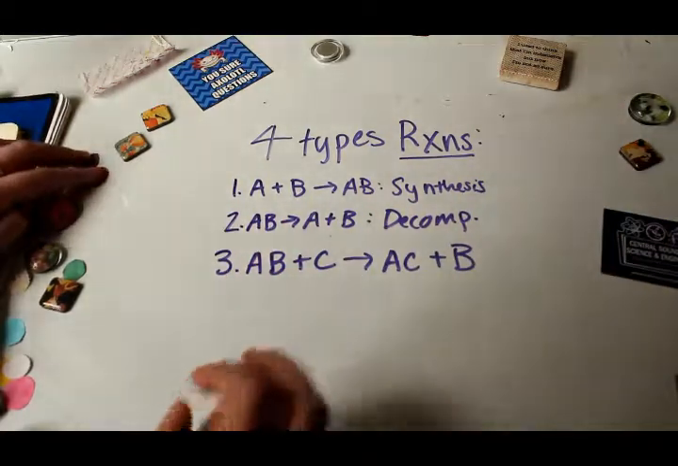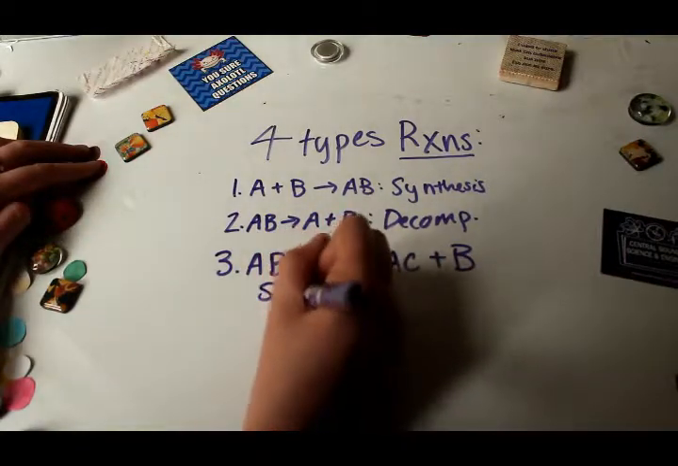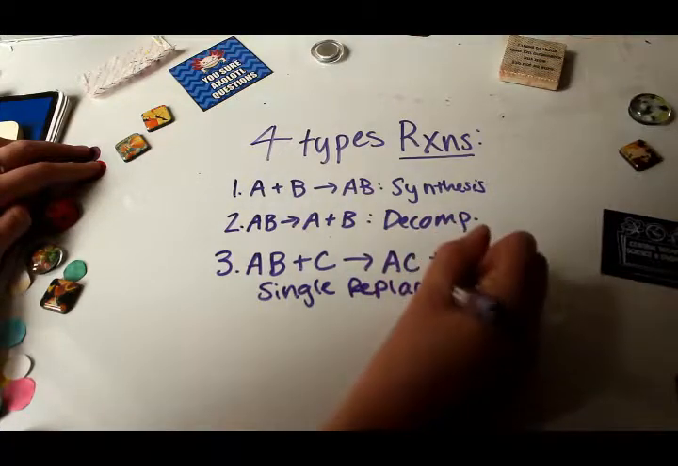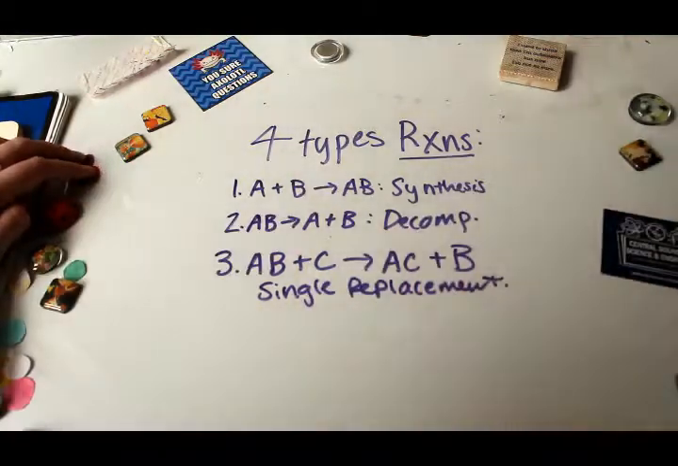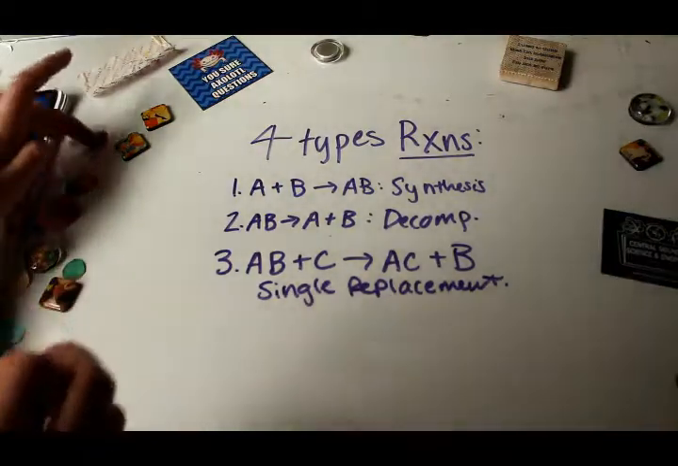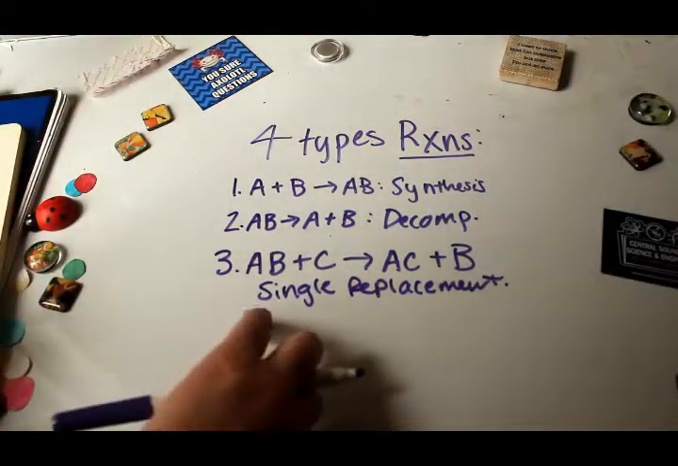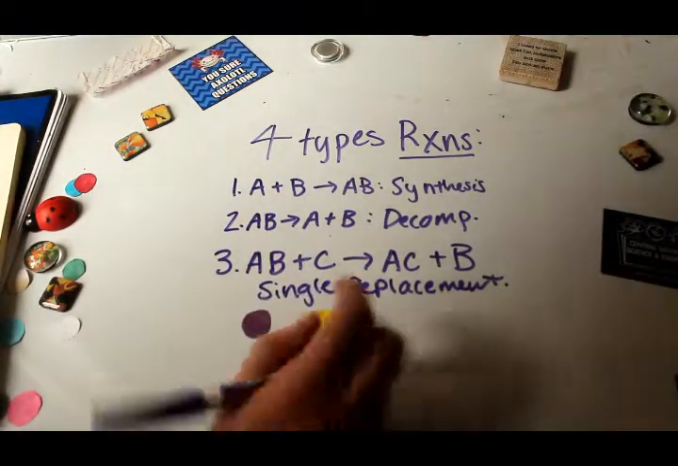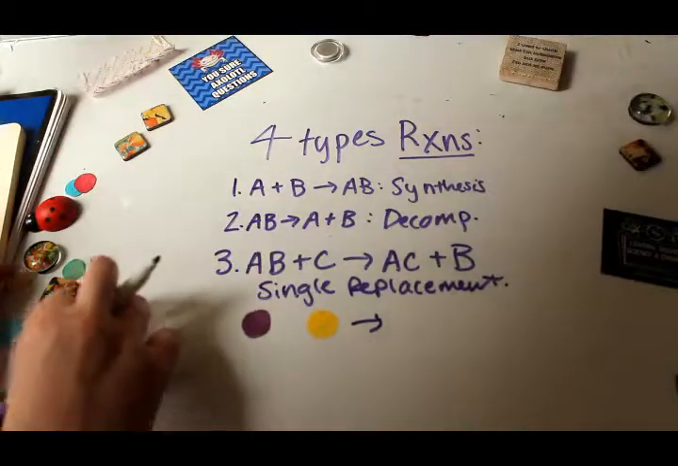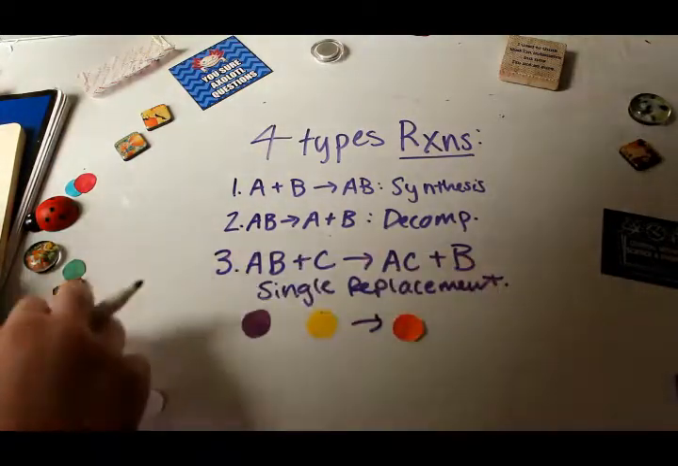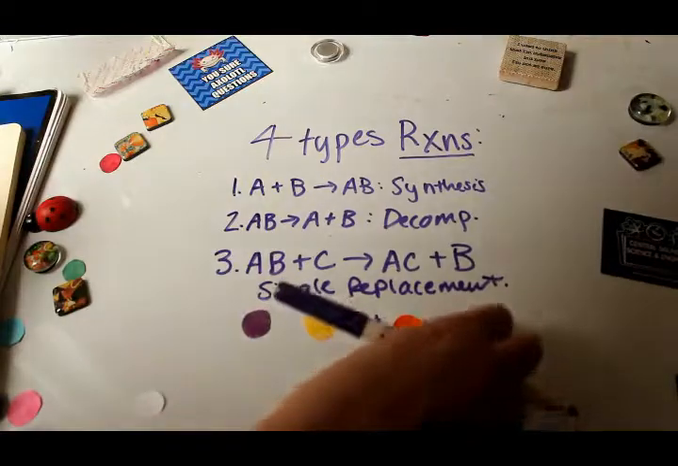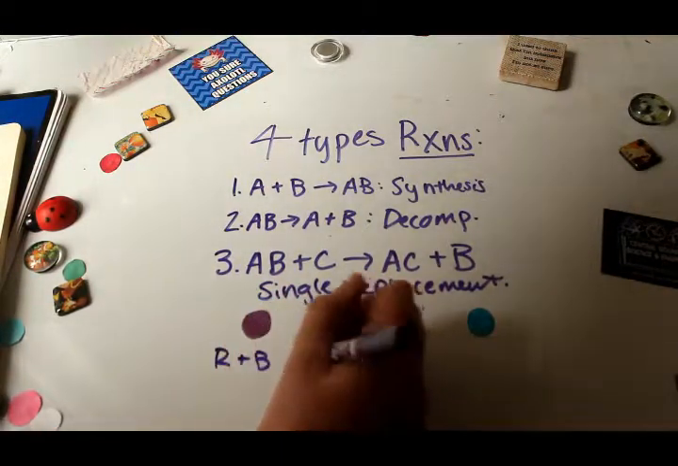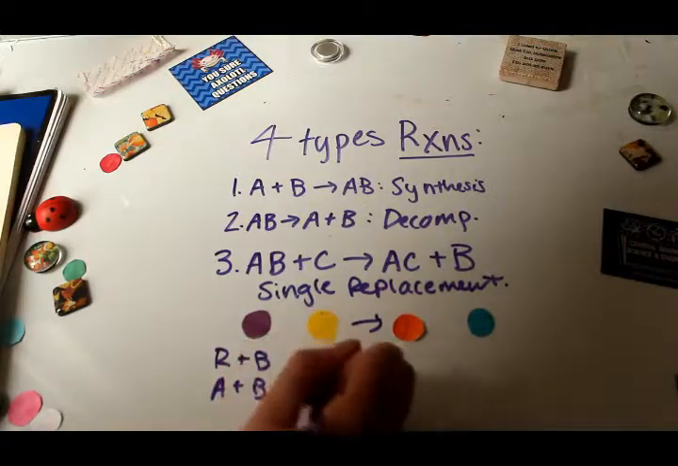Anyway, this is our third reaction. It's called a single replacement. Sorry about my handwriting. So if we use the same idea, AB could be purple, plus C could be our last primary color, yellow, could yield orange plus blue. So AB, red plus blue, and yellow, C, could yield orange plus blue.